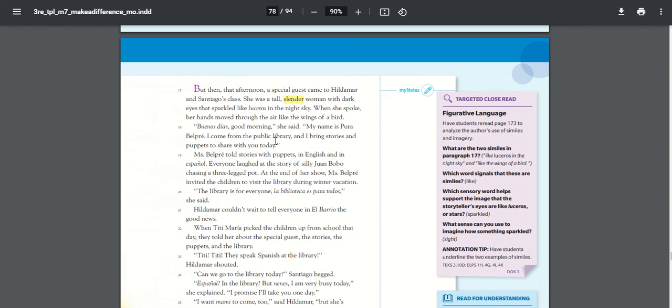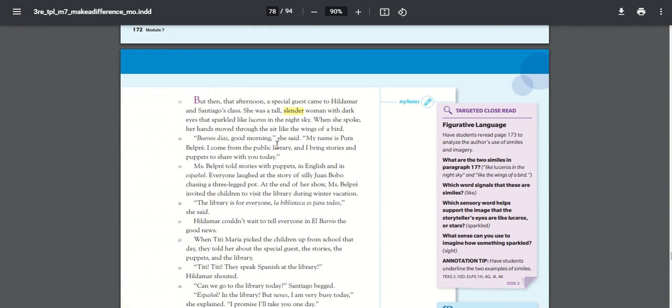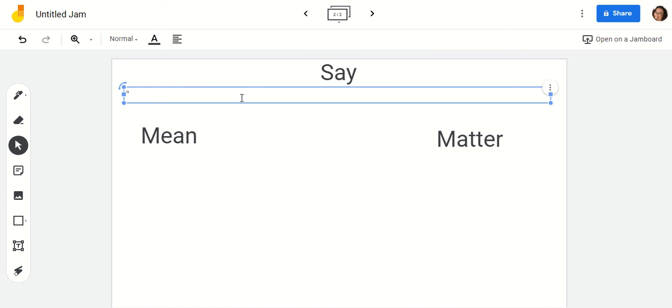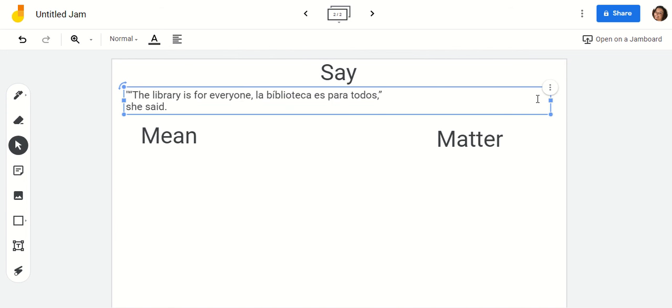So the next quote I would want them to focus on, so now we have them focusing on the problem in the story, which is going to lead them to the realization. And then it would be line 20 here: "The library is for everyone. La biblioteca es para todos," she said. So I would just copy and paste that from the teaching pal, and I would paste that there.